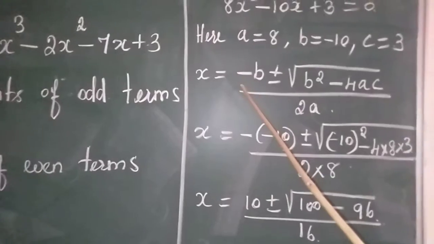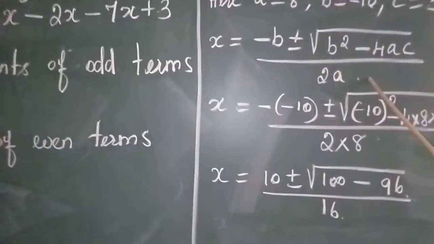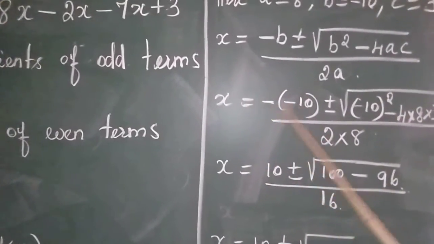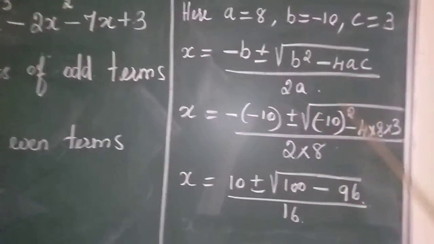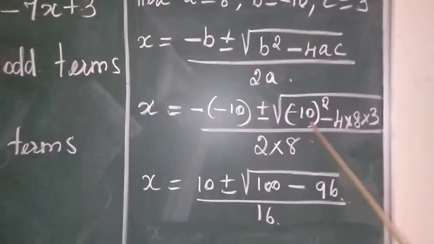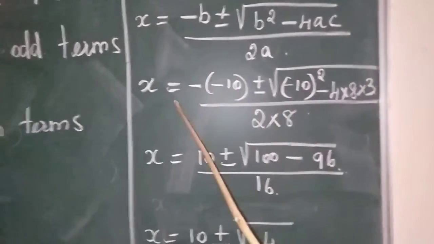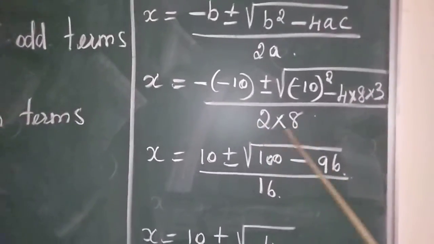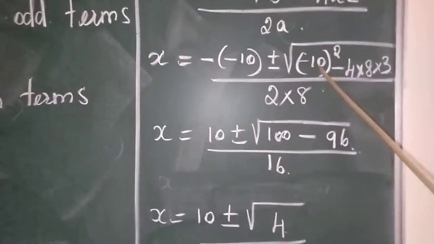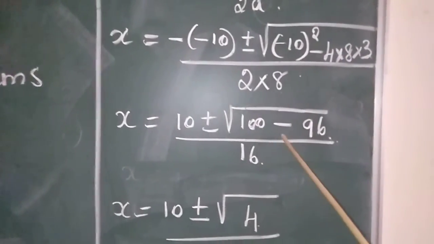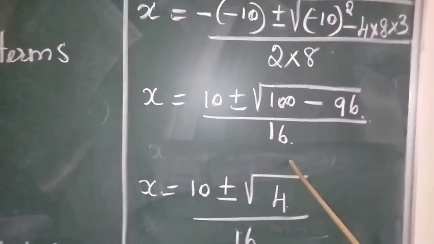So we are going to use the formula method to solve this equation. The formula is minus b plus or minus square root of b square minus 4ac divided by 2a. When you substitute here, x equal to minus of, the value of b is minus 10. Minus minus 10 plus or minus square root of minus 10 the whole square, and minus 4 into the value of a is 8 into c is 3, divided by 2 into a is 2 into 8.